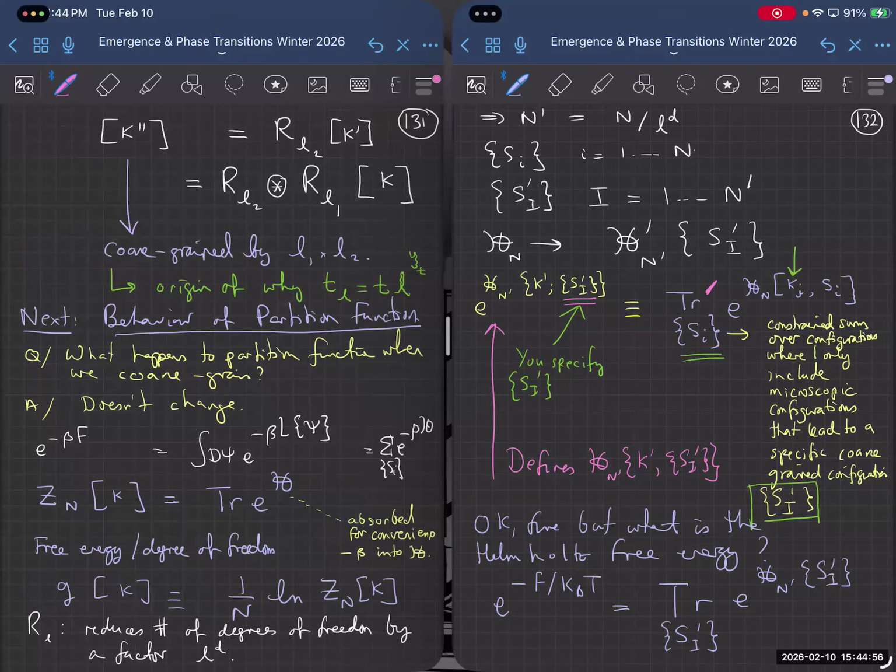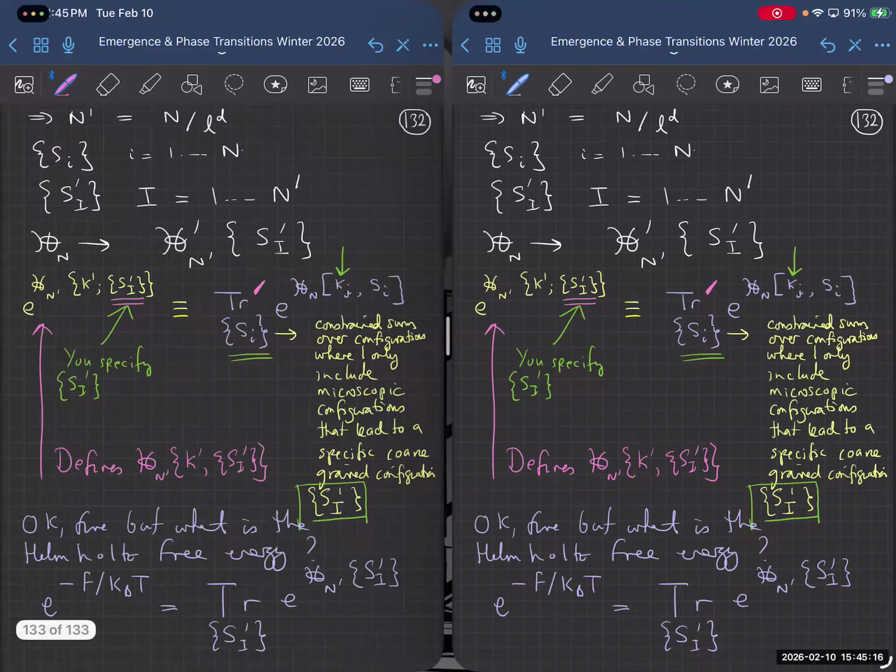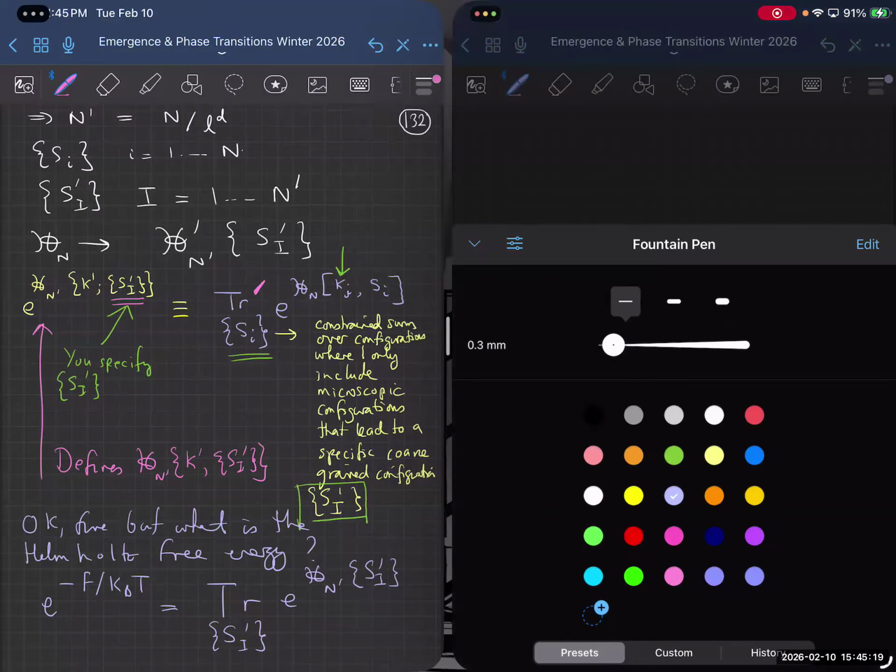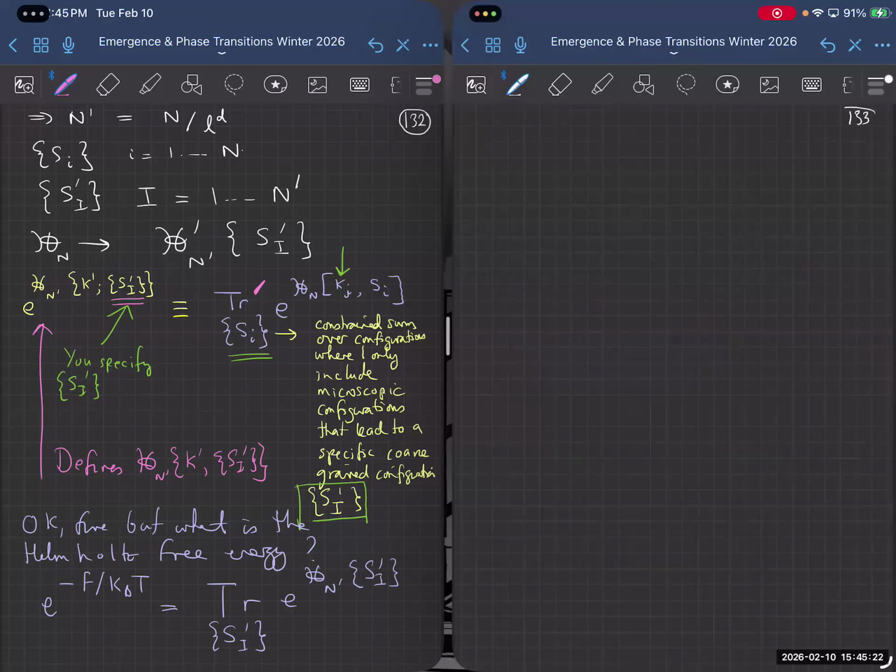Okay, so let me give you an example of how to write this out. There's a formal way to express this, and that is using the language of projection operators.